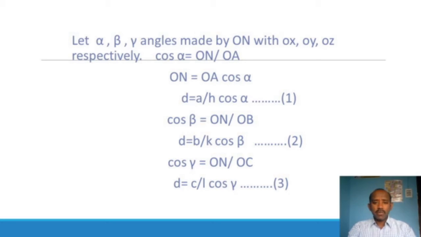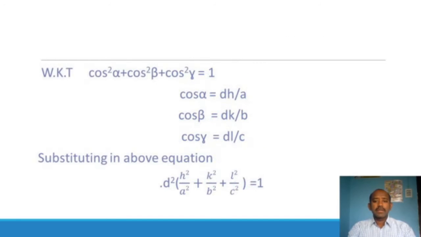Similarly, cos beta is ON by OB, so we get d is equal to b by k into cos beta. Cos gamma is ON by OC, so d is equal to c by l into cos gamma. From the diagram we can easily extract this. We know from geometry that cos square alpha plus cos square beta plus cos square gamma is equal to 1.